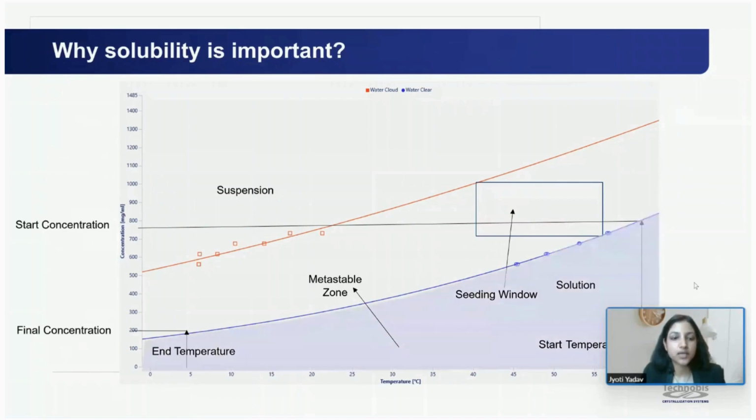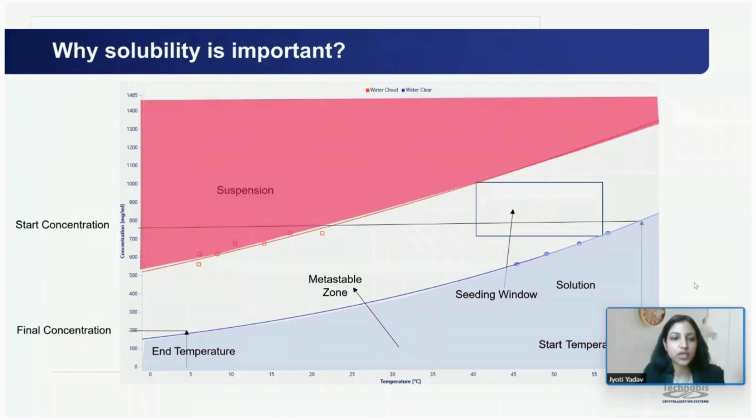Anything below the solubility curve is a solution that is in one phase, and this red line is the metastable zone curve and defines the start of the nucleation. And anything above the metastable curve is the suspension, and this is in two phase. The region between the two is the metastable zone width, where the crystal growth takes place, and this metastable zone width is also your seeding window, where you can provide the seeds to start the nucleation.